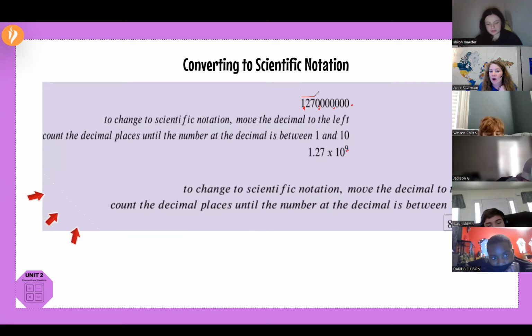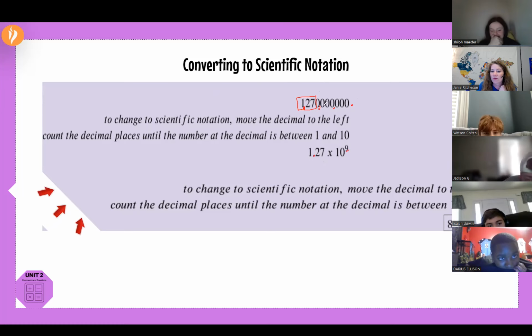I'm going to write all non-zero numbers. So do you see what I mean by that? We're going to write all non-zero numbers. So 127, I can only have a single digit in front of the decimal, which means it has to go behind the 1. And then the last thing I do is count how many spaces I had to move that decimal from the end to behind the 1. So 1, 2, 3, 4, 5, 6, 7, 8, 9. So that's where the 9 came from.